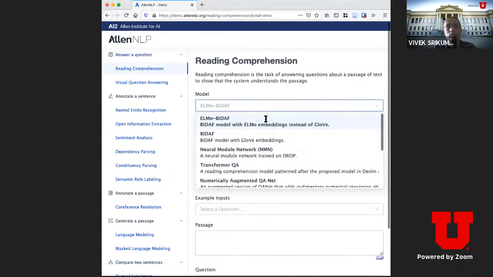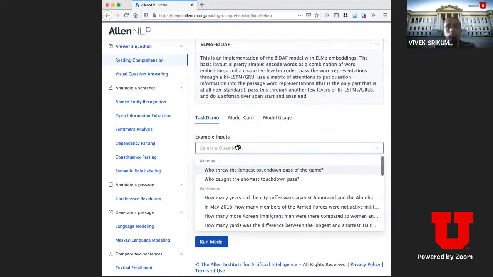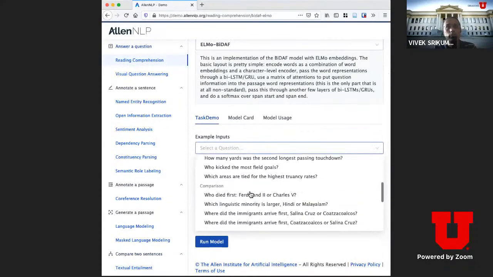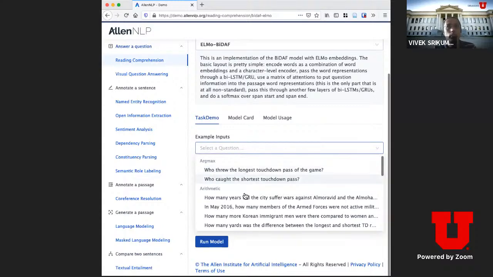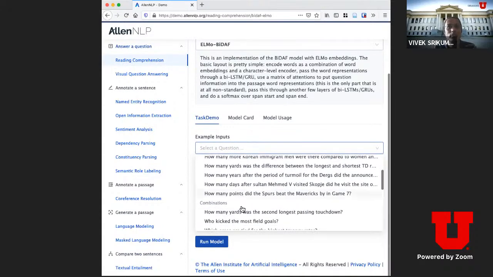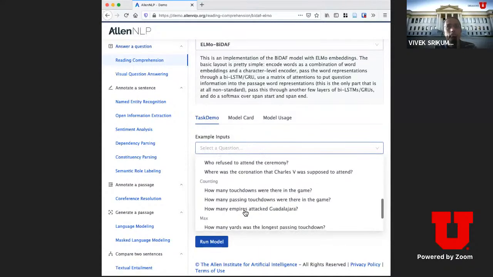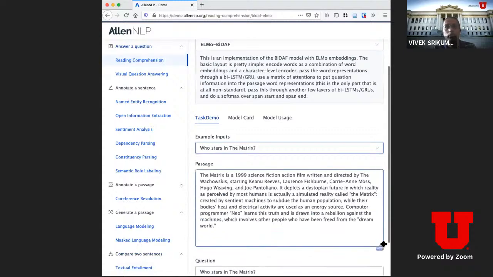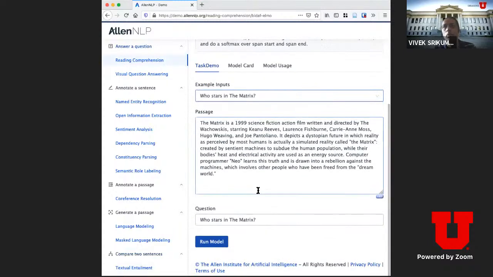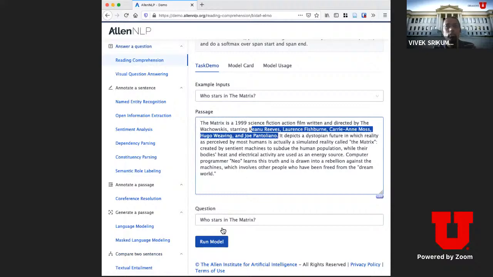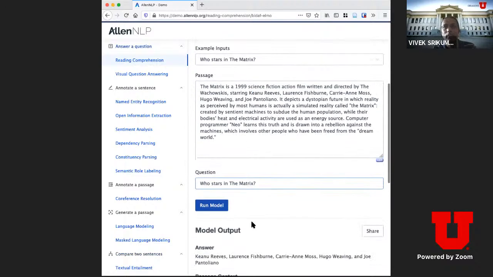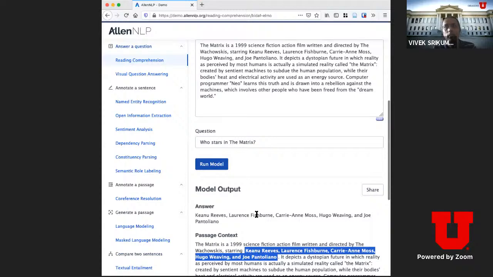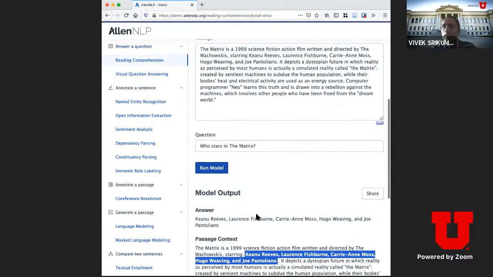So I can look at reading comprehension, say. I don't want any arithmetic and stuff because it will totally fail. Yeah, let's take this one. Who stars in The Matrix? So here's the Wikipedia page of the movie The Matrix. And the question is, who stars in The Matrix? And the answer is exactly this list here. And the goal of the model is to find it. And it actually does. Of course, we can make it fail quite easily.